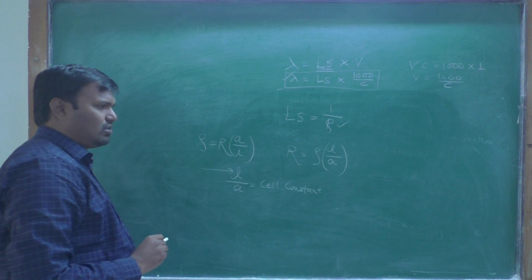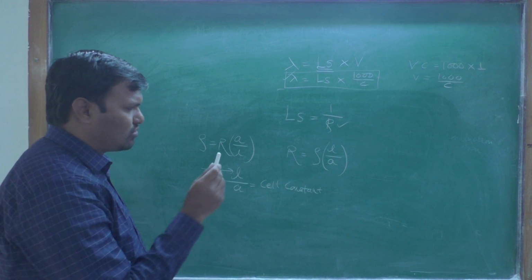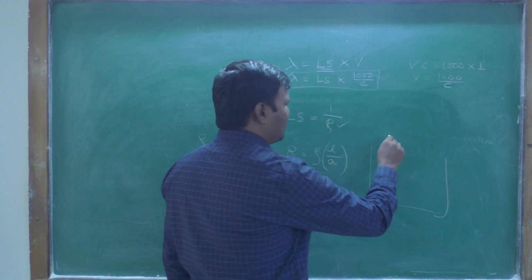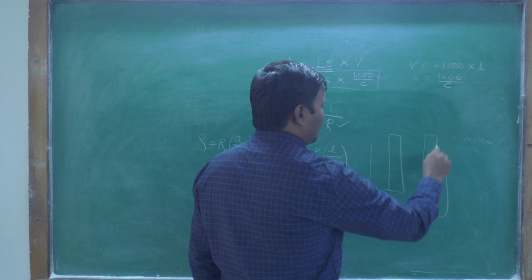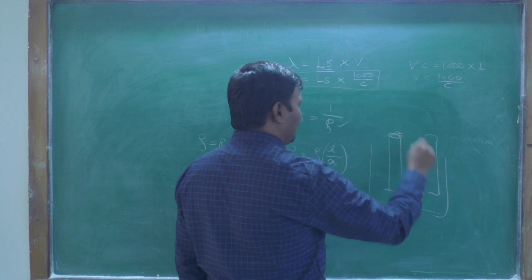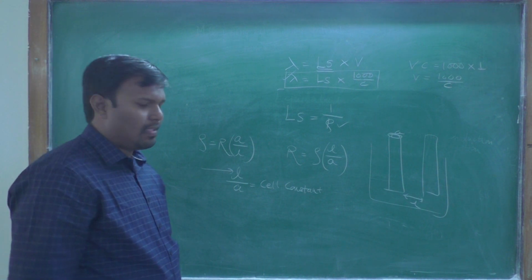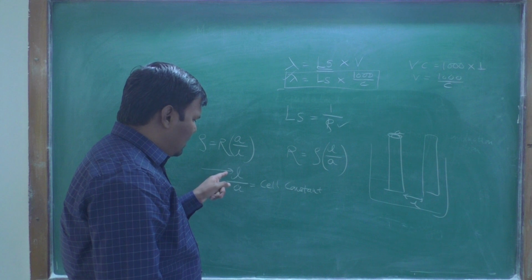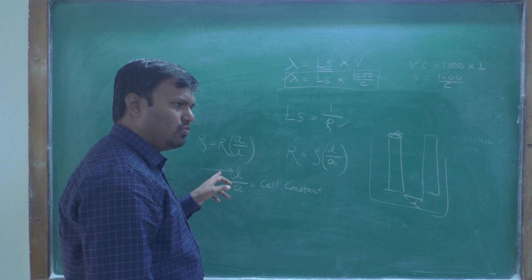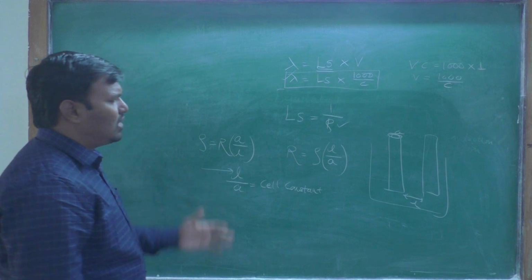L is the length, the distance separating the two electrodes from each other, and A is the cross sectional area. If we have a cell with two electrodes at a particular distance L and cross sectional area A, then L upon A is nothing but the cell constant. That quantity is called the cell constant.